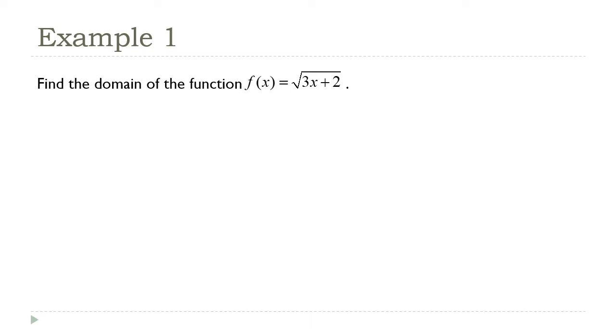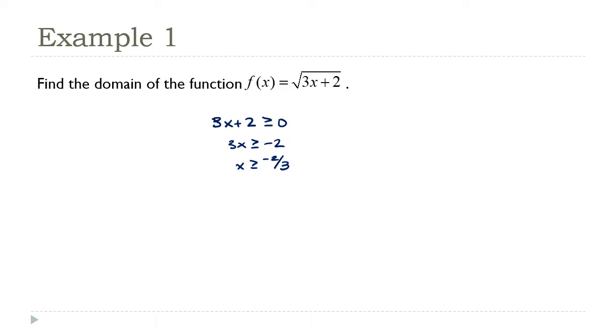So how am I going to find this domain? Well, my requirement here is that the thing under the square root has to be greater than or equal to 0. So when is that true? Well, let's solve this. 3x is greater than or equal to -2, so x is greater than or equal to -2/3. Those are, in a sense, my good numbers. I can put any number greater than or equal to -2/3 into that function for x, and I get a real number back out. So this is going to be my domain.